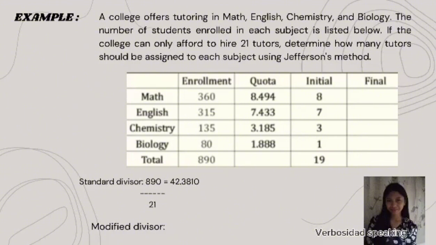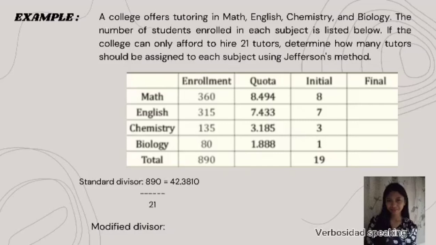For finding our initial, it's very simple, it's like dropping the decimal point. Our quota of 8.494 becomes 8, then 7, 3, and 1. And then we total the initial, which is 19. That is wrong because what we need is 21. We are looking for 21 tutors, but we only got 19.